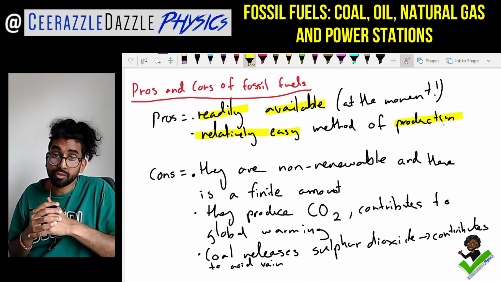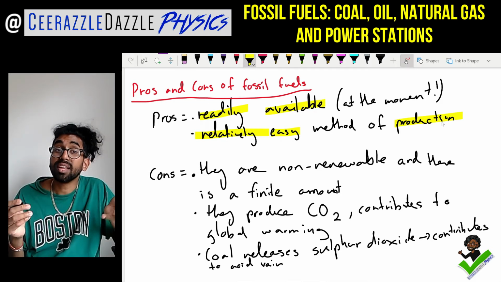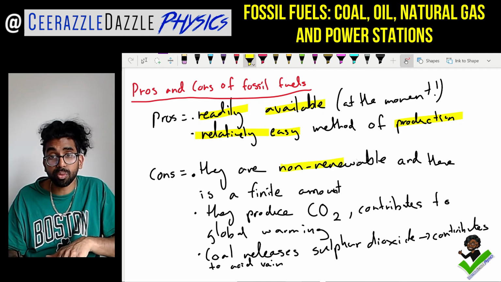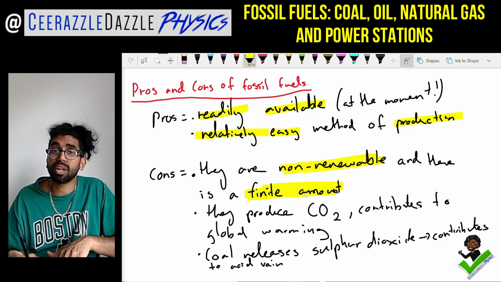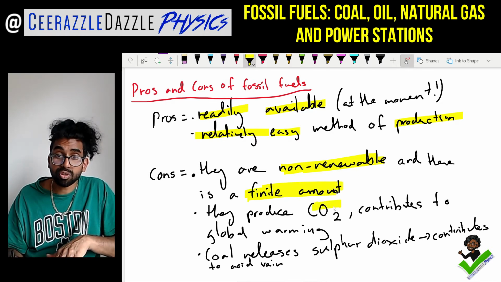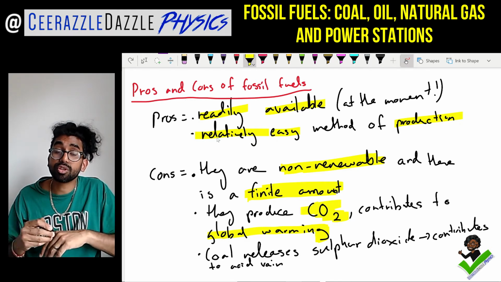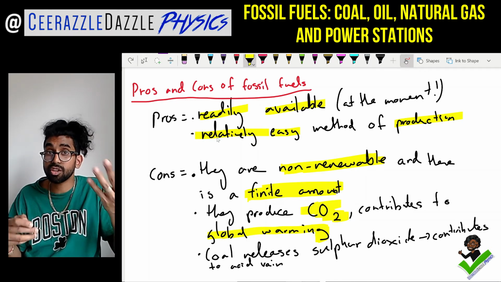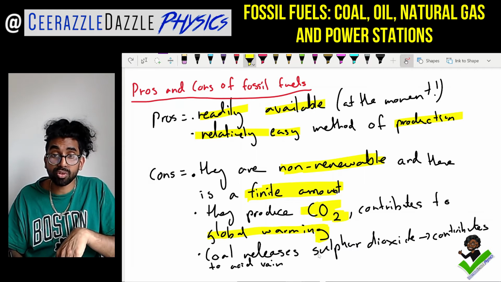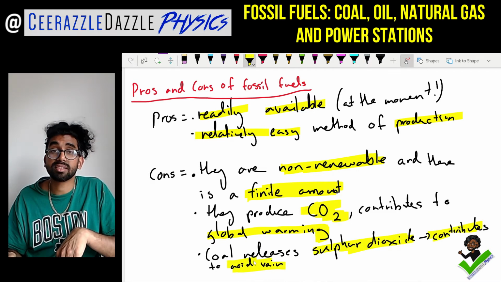The cons for fossil fuels: number one, they are non-renewable, so they will run out eventually. There's a finite amount, so you don't have an infinite supply. They also produce CO2, which contributes to global warming. Those are the big cons. And coal releases sulfur dioxide, which contributes to acid rain. So on top of the CO2 production, coal also produces sulfur dioxide, which contributes to acid rain.